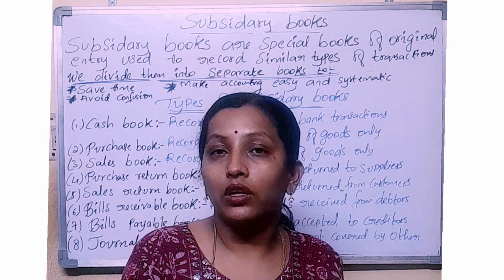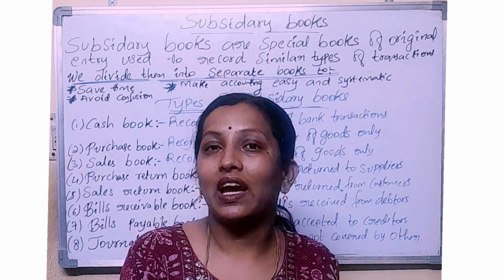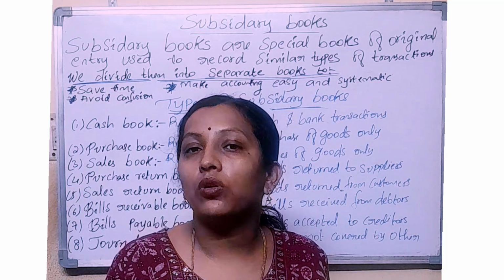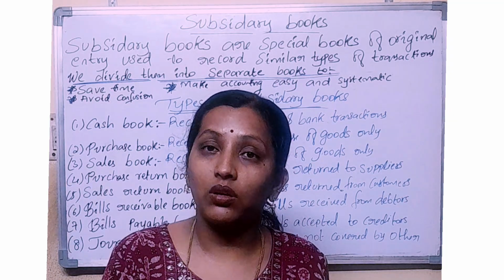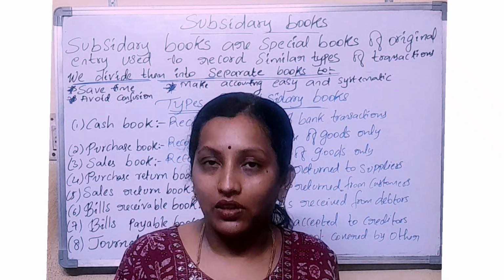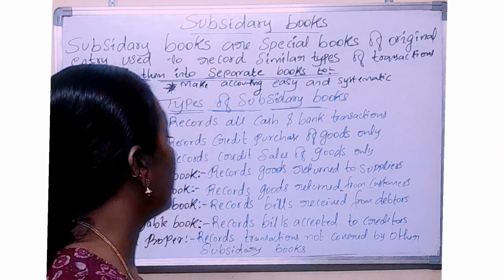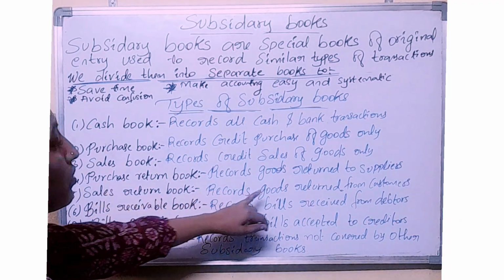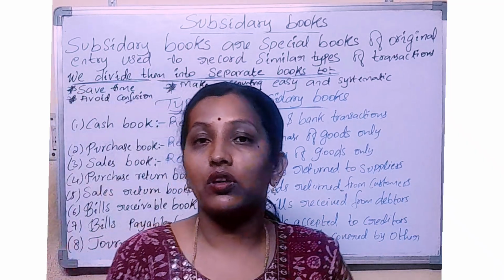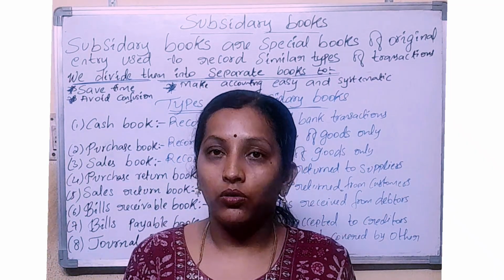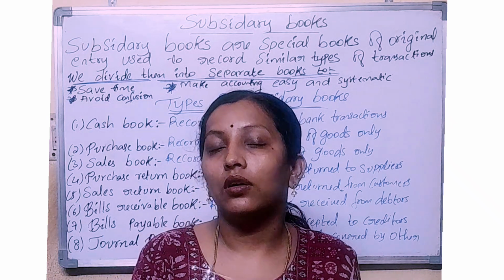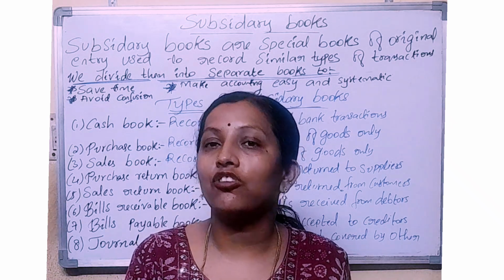If you sold the same goods with cash, you enter it in the cash book, and if not, you enter it in the sales book. Why in the sales book? Because you have given these goods on credit basis. Is that clear? And sales return book. Sales return book means what here? It records goods returned from customers. Whatever goods we have sold, if they are returned, we pass entries in the sales return book.